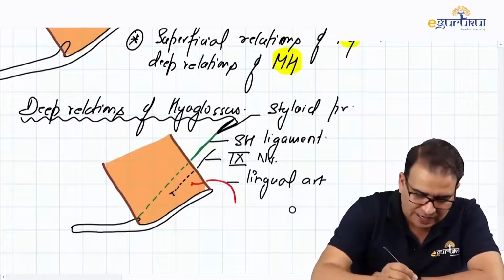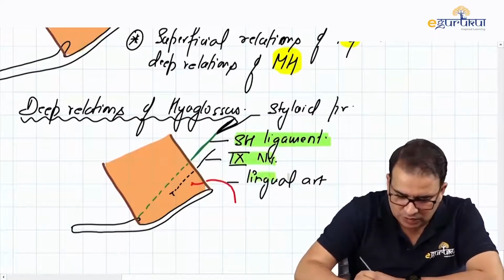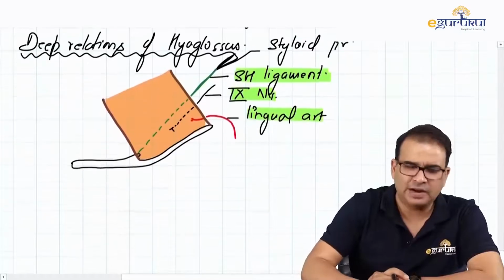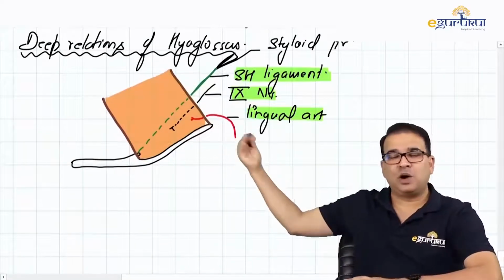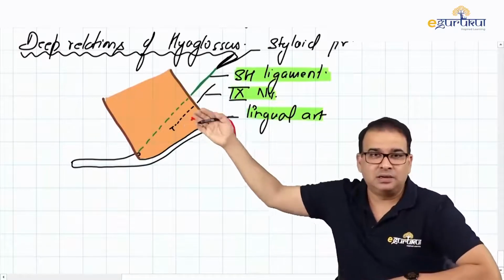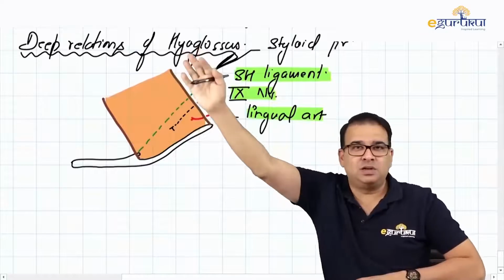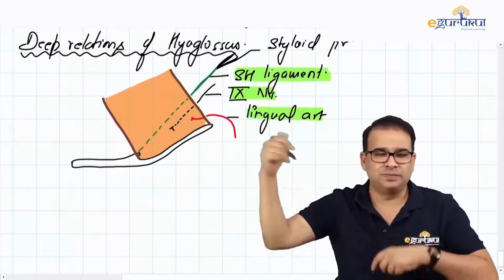Lingual artery. These are major three deep relations of hyoglossus. Lingual artery is again divided into different parts, guys. Like we have a part of lingual artery proximal to hyoglossus. The second part of lingual artery is deep to hyoglossus. And third part of lingual artery is the one which is going toward the tongue, that is distal to the muscle. So lingual artery is also divided based on this muscle only.